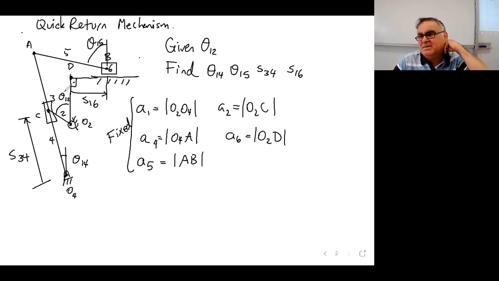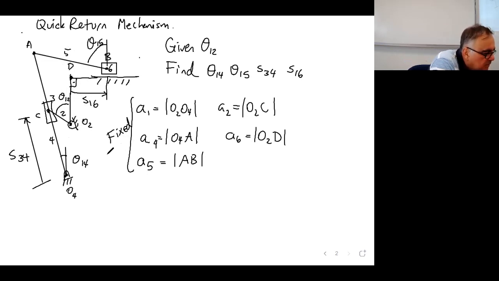It is a reference. It actually doesn't exist there, but we construct it there, but we need that, okay, in order to analyze the mechanism and also write the loop equation. It is a fictitious point, okay? So let's try to analyze this mechanism.